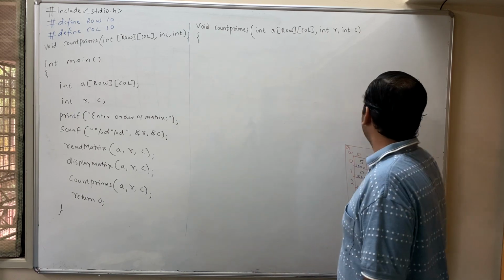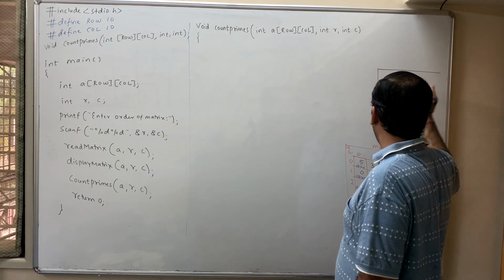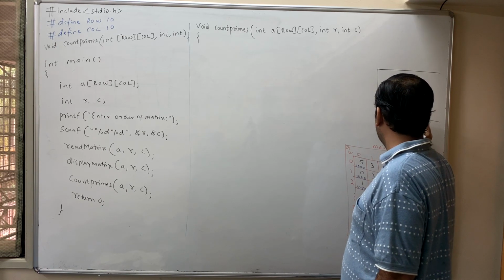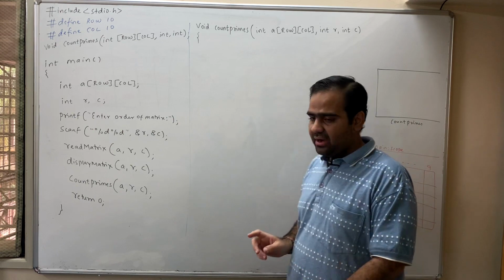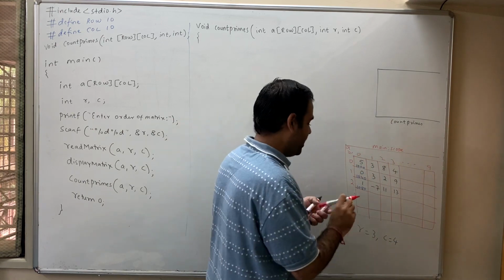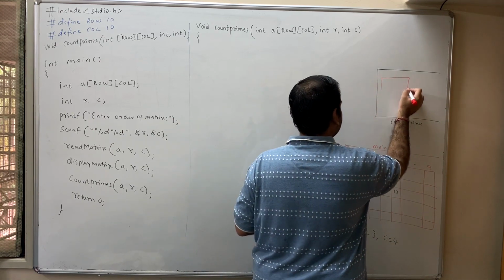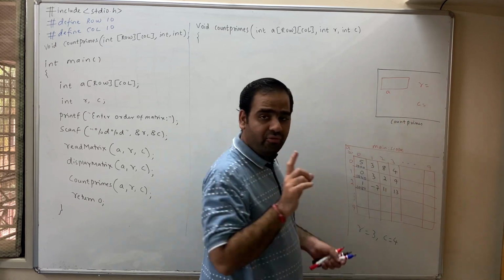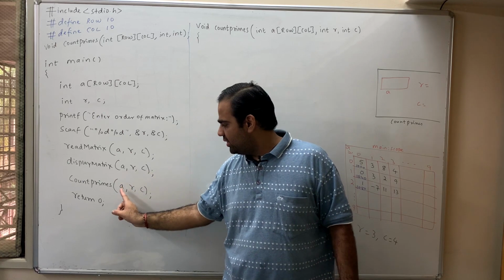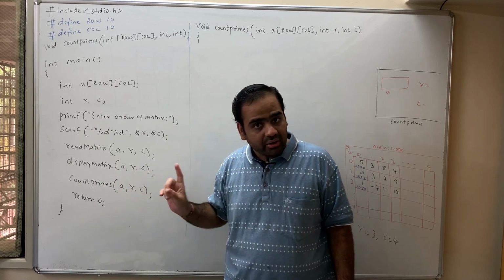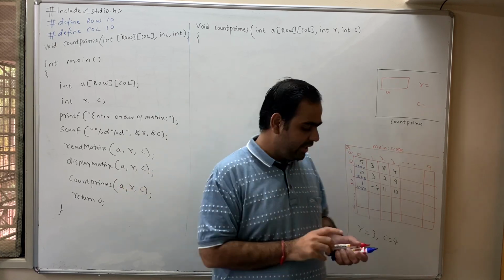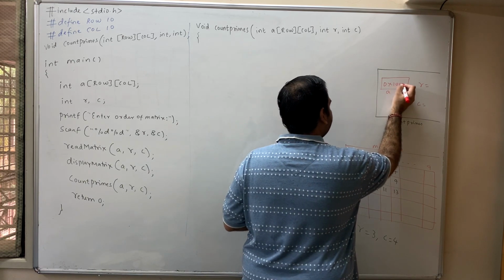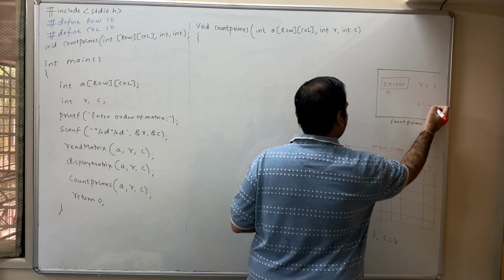Now what happens as soon as you call the function? The scope of the function gets activated. Now this is the countPrimes function, and there are 3 parameters. The first parameter is A, second is R, and third is C. We know that whenever 2D arrays are passed to functions, the base address gets passed, not the complete array. The base address happens to be 1000. The number of rows is 3 and the number of columns is 4.